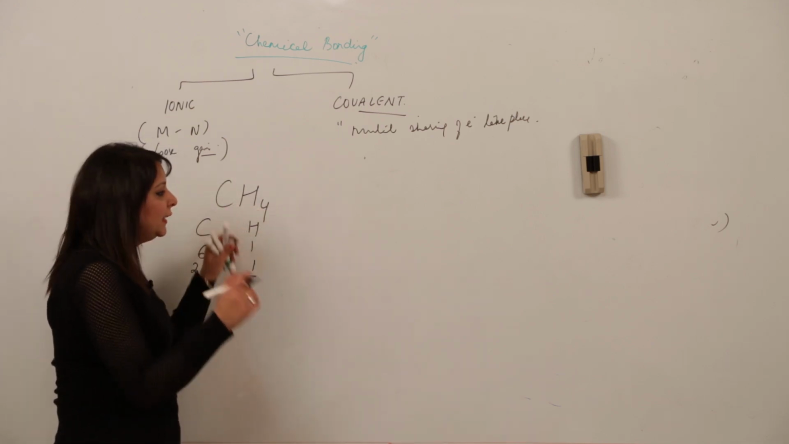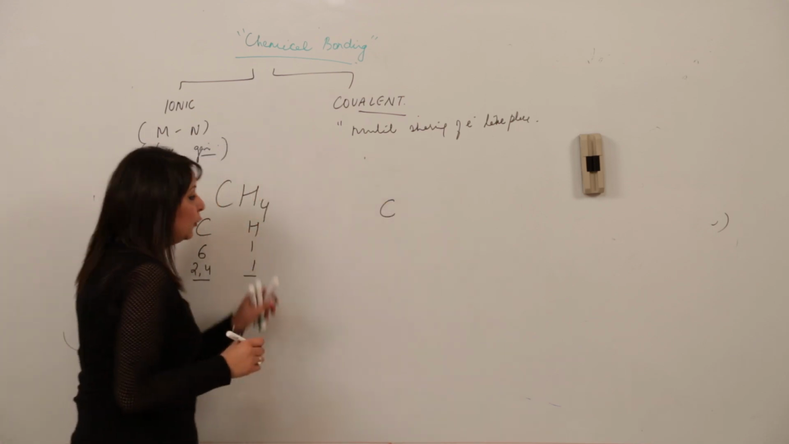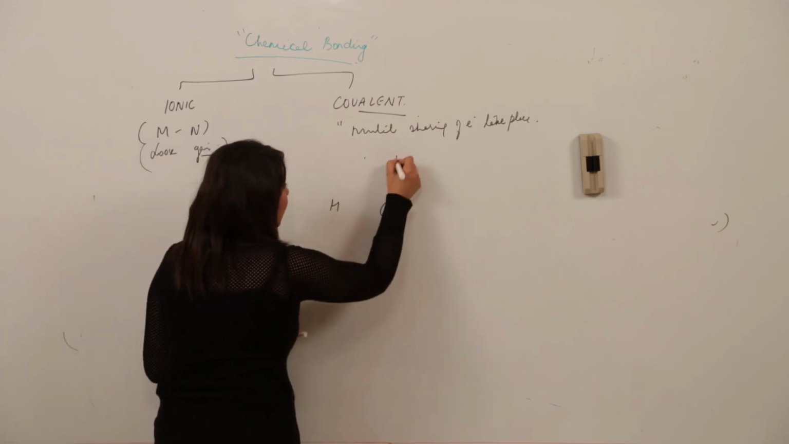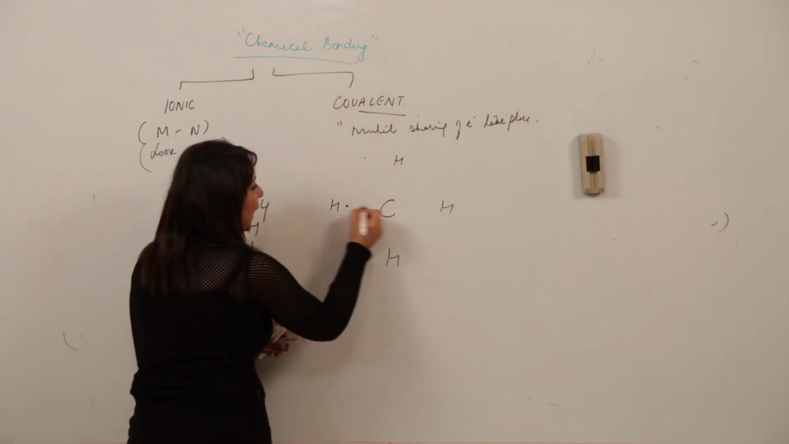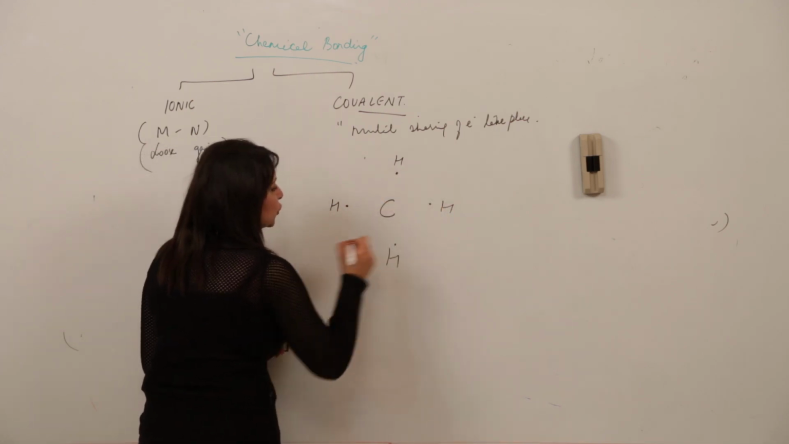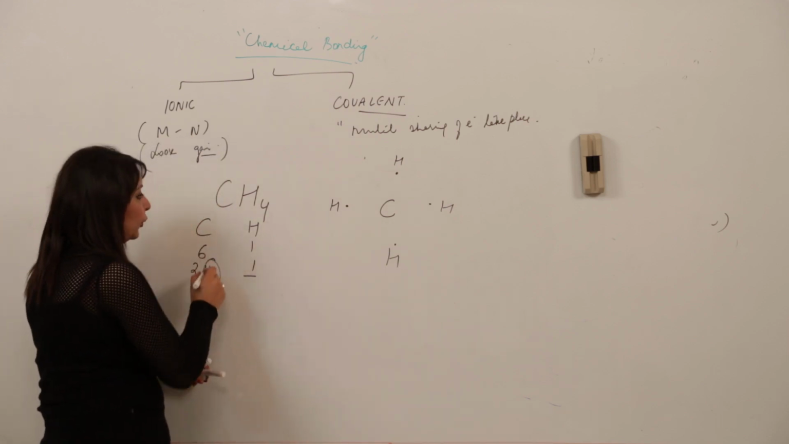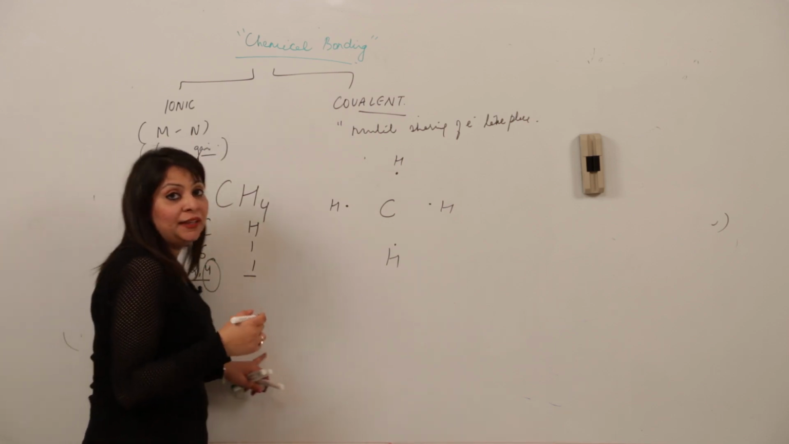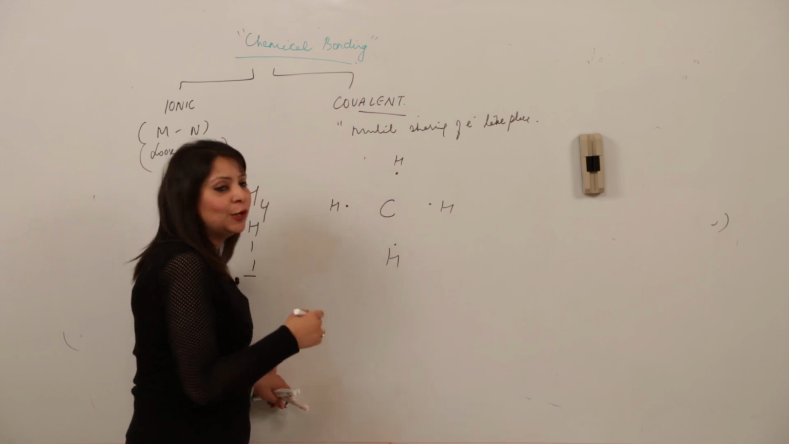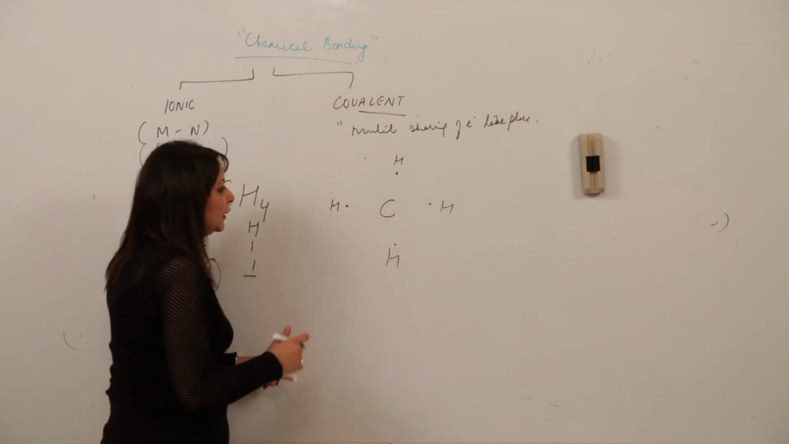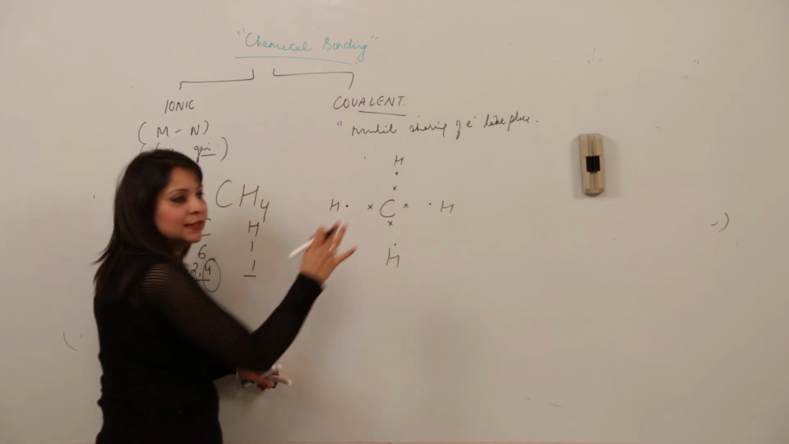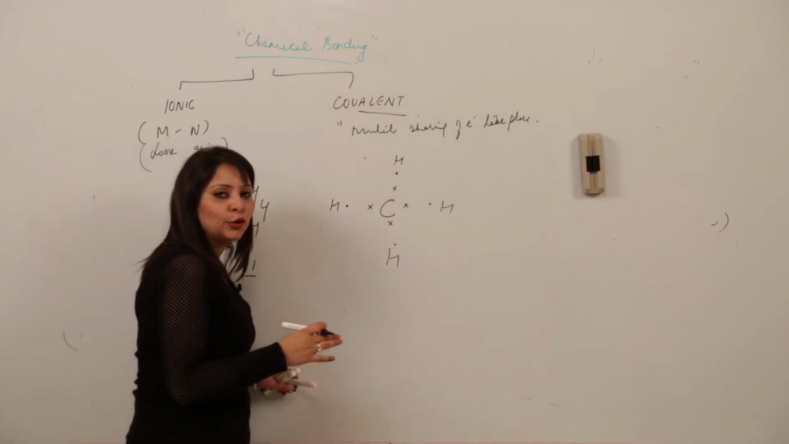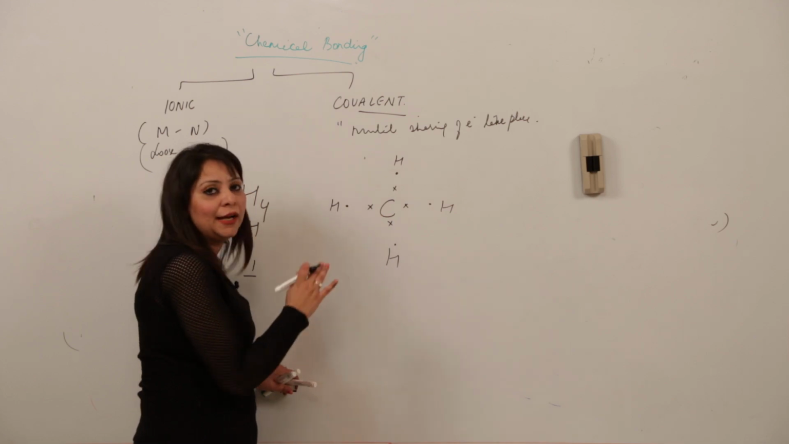CH4 means 1 C right in the middle, surrounded by 4 hydrogens. Each hydrogen has 1 electron and carbon has 4, but carbon cannot be partial. It has to contribute electrons equally towards all the atoms. So it distributes all electrons like this, in the same manner, an equal number of electrons towards all hydrogens.